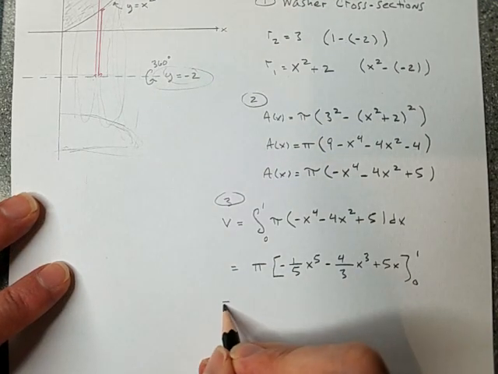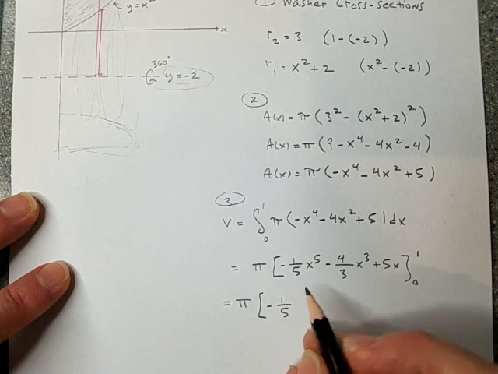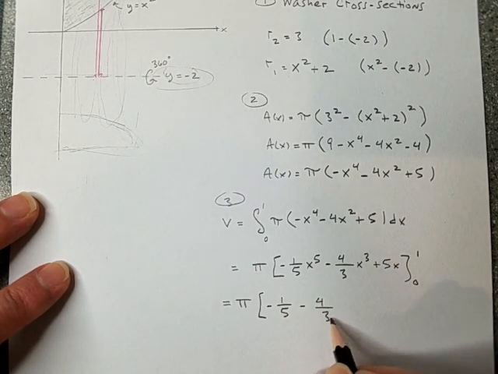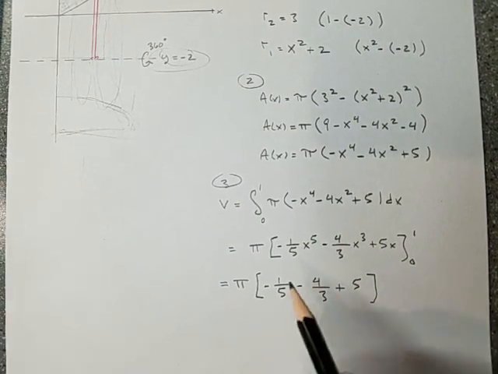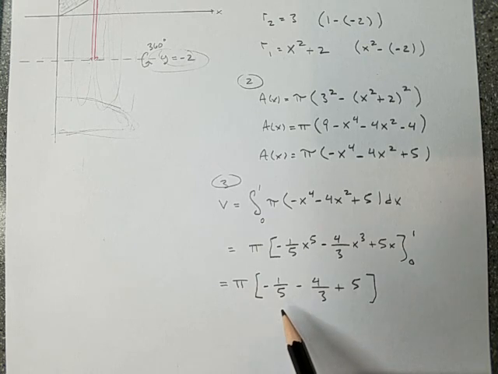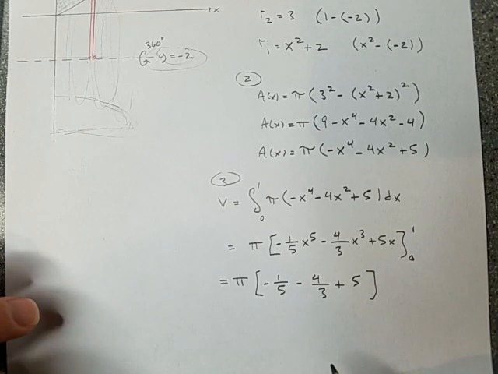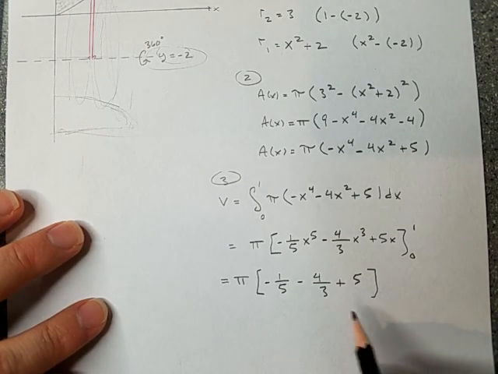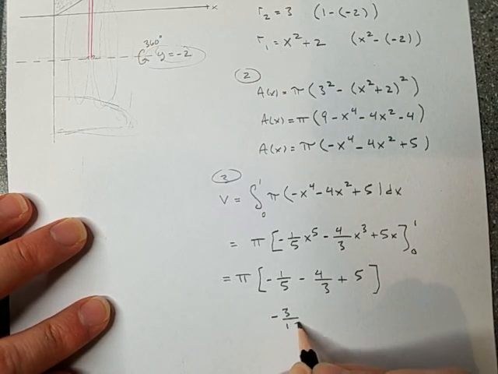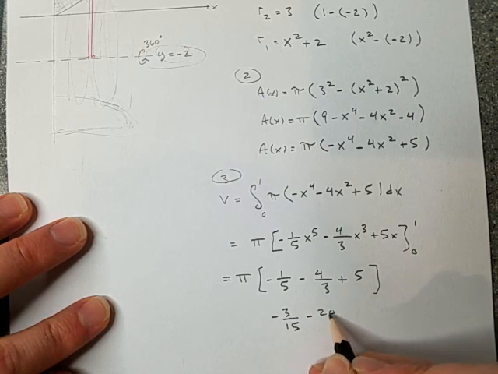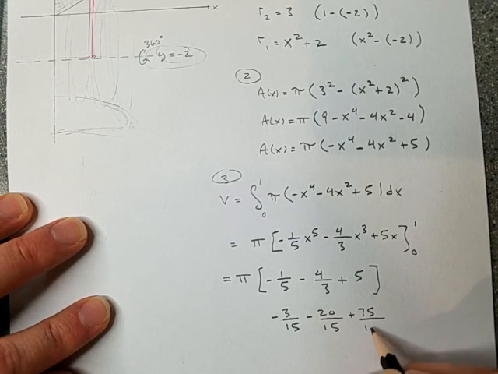from 0 to 1. All right, so it's going to be pi times, let's see, we'll get negative 1/5 minus 4/3 plus 5. That's all we're going to get. The 0 is not going to give us anything. Is anybody going to do this on paper? I'm going to go ahead and do it on paper. I think we should be able to do that. Common denominator is 15, I'm sorry. And so we're going to get negative 3 out of 15 minus 20 out of 15, and then plus 75 out of 15. That's how that's going to work.